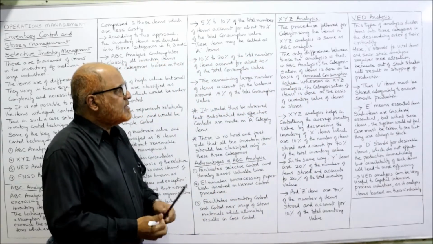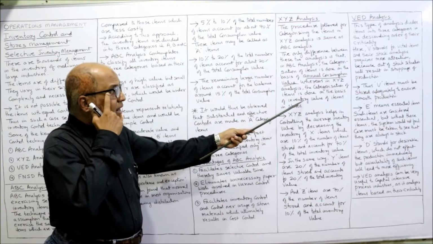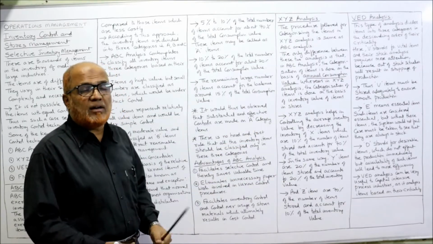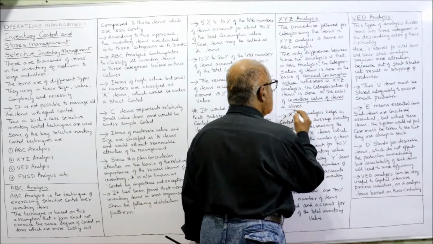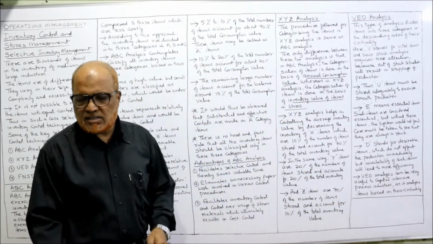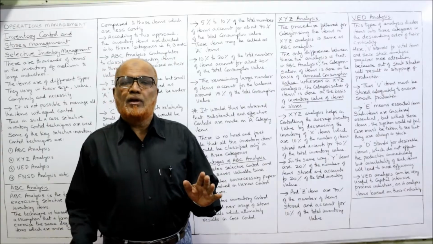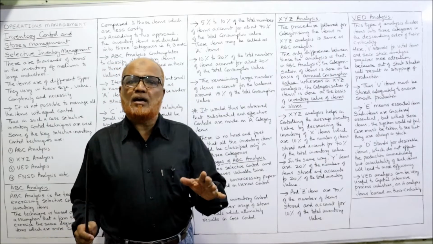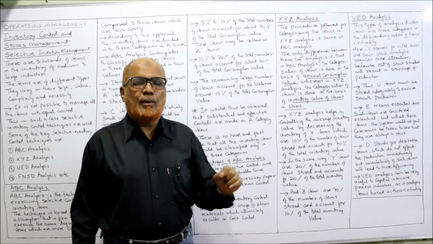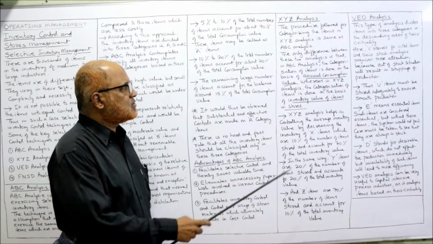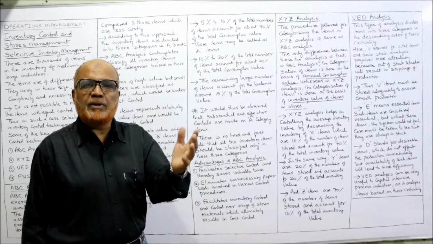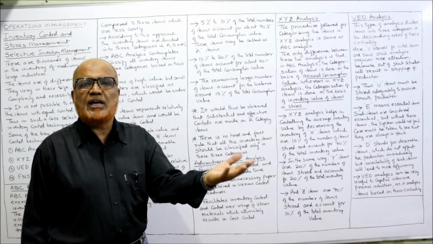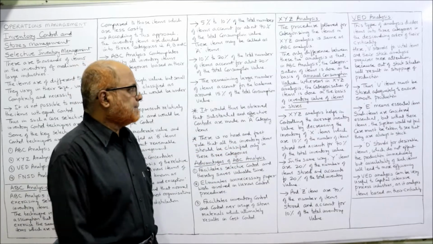Whereas in XYZ analysis, the categorization of items is done on the basis of inventory value of items. Inventory value of items in stores. What is the inventory? Not consumption value. In ABC analysis, we categorize according to consumption value. But here in XYZ analysis, we categorize according to inventory value of items. That means in the stores, what is the value of each type of inventory.